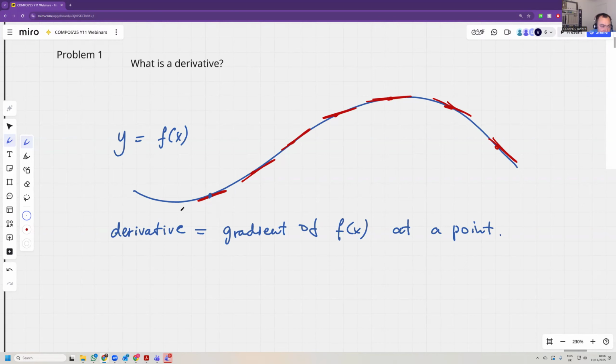If this is x, the gradient of the function here is approximately 0.5. Probably the gradient is about 0.7. Here the gradient is 1, then 0.7, then 0.1, then minus 0.2, minus 1. Okay, so you can see that it's the steepness. It's how steep the graph is. The steeper the graph is, the bigger the derivative. This is a simple way to try to understand it.